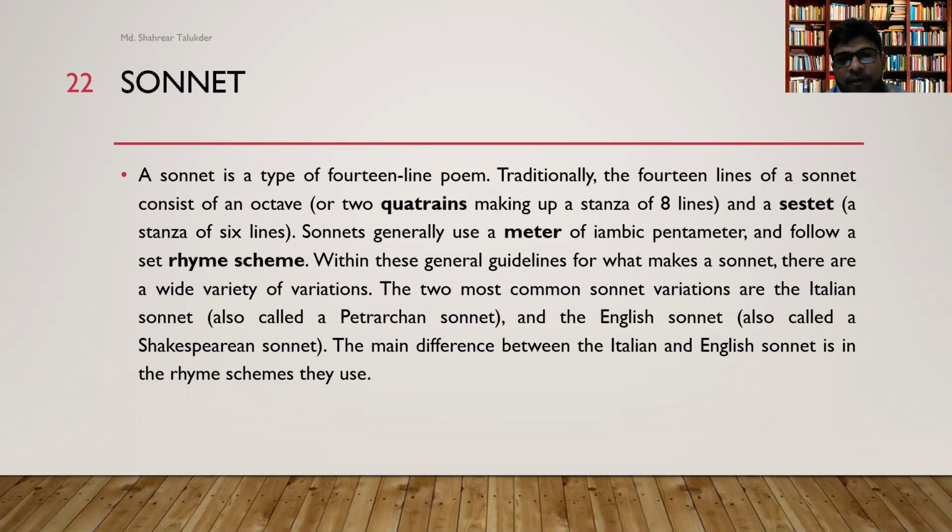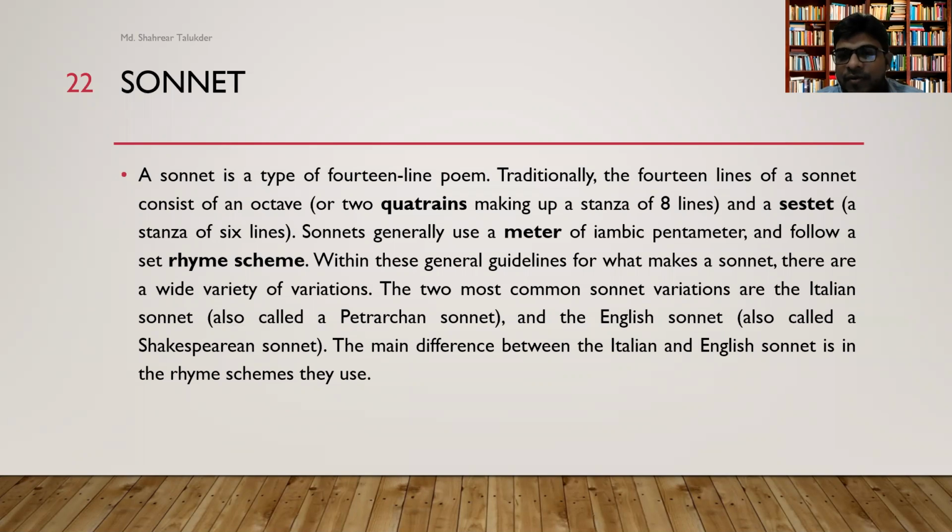Sonnets generally use a meter of iambic pentameter and follow a set rhyme scheme. If you can recall, in one of our lectures, when we were discussing the elements of poetry, we talked about meter. Meter is the arrangement of stressed and unstressed syllables. This combination of stressed and unstressed syllables, we call meter. There are different kinds of meter, especially iambic and trochee. So, a meter of iambic pentameter, and we also have a set rhyme scheme in sonnets.